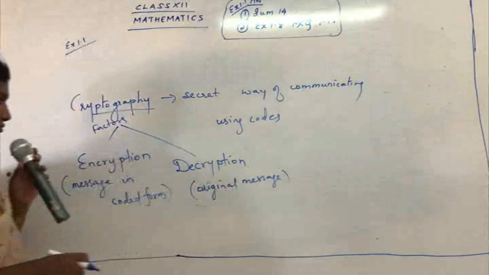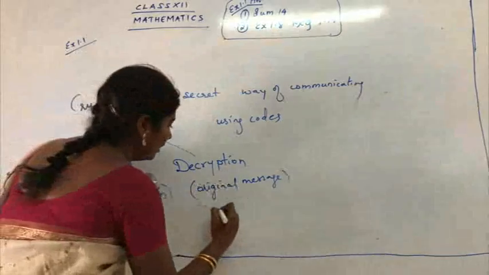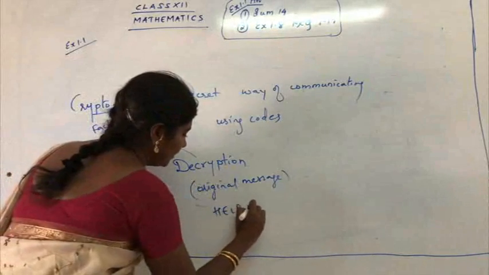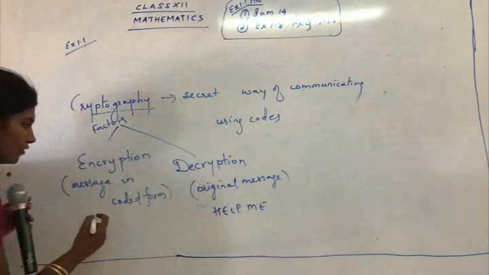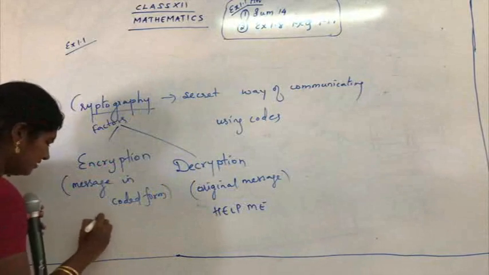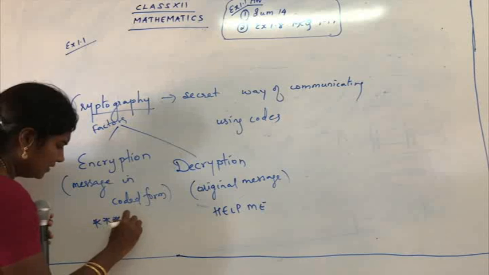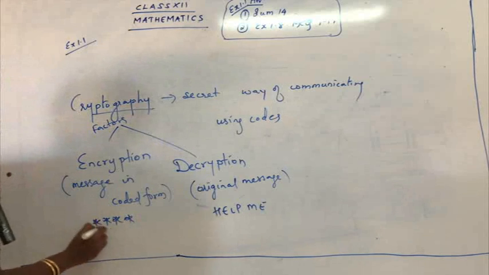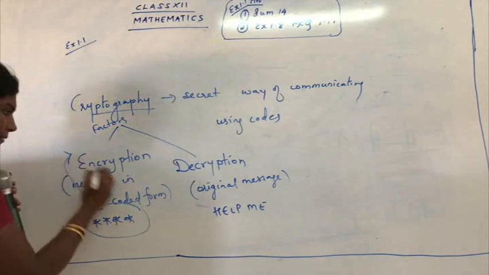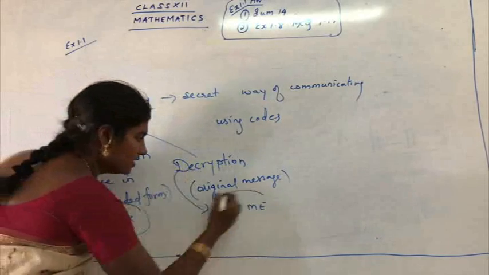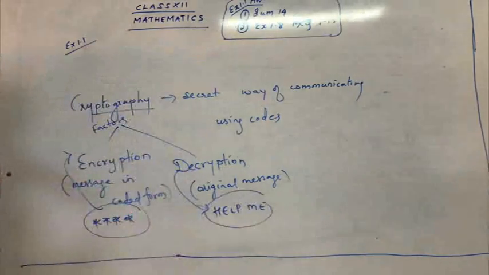Suppose a message was there. So suppose we have a message, "help me" something. Here we have something in coded form, like some code will be there. So this is coded. Coded is the encryption. The answer, that is the original message, is the decryption.